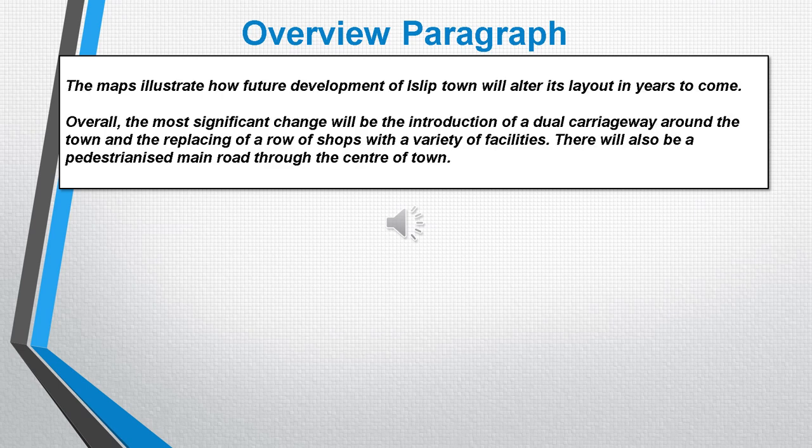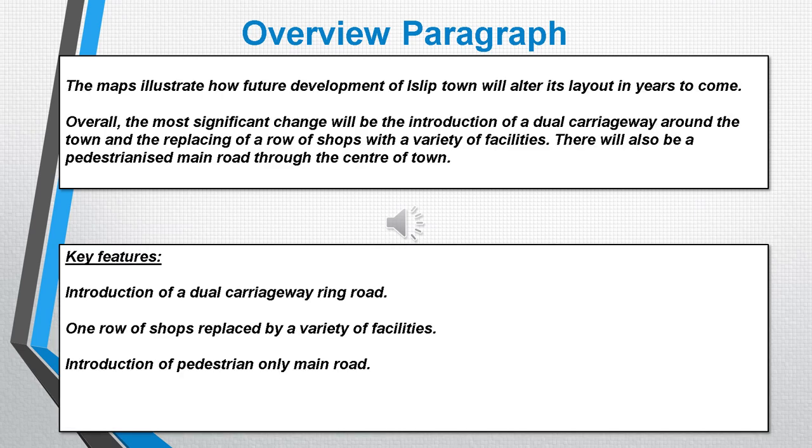Next, we need our overview paragraph, and we've got our four points, so we're going to put them into a paragraph which reads like this. Overall, the most significant change will be the introduction of a dual carriageway around the town and the replacing of a row of shops with a variety of facilities. There will also be a pedestrianised main road through the centre of town. That nicely sums up those key features that I've picked out.